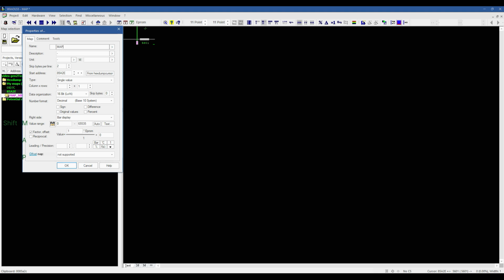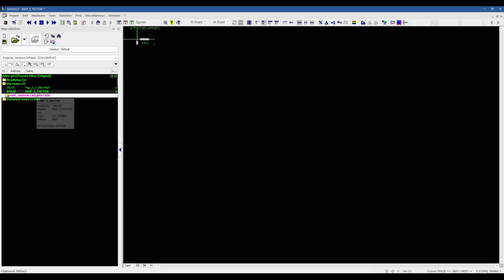Okay, this is map sensor factor, and it is volts in parentheses times factor plus offset. Okay, low, high, decimal, and good. Map sensor factor. Okay.